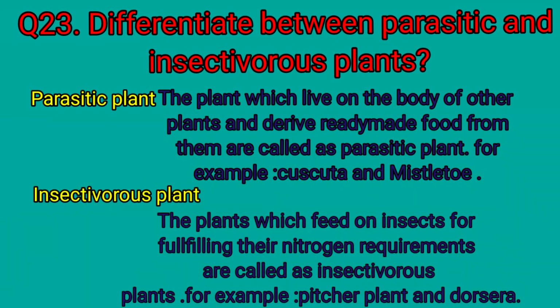Differentiate between parasitic and insectivorous plants. Answer. Parasitic plants: the plants which live on the body of other plants and derive ready-made food from them are called parasitic plants. For example, Cuscuta and mistletoe. Insectivorous plants: the plants which feed on insects for fulfilling their nitrogen requirements are called insectivorous plants. For example, pitcher plant and Drosera.